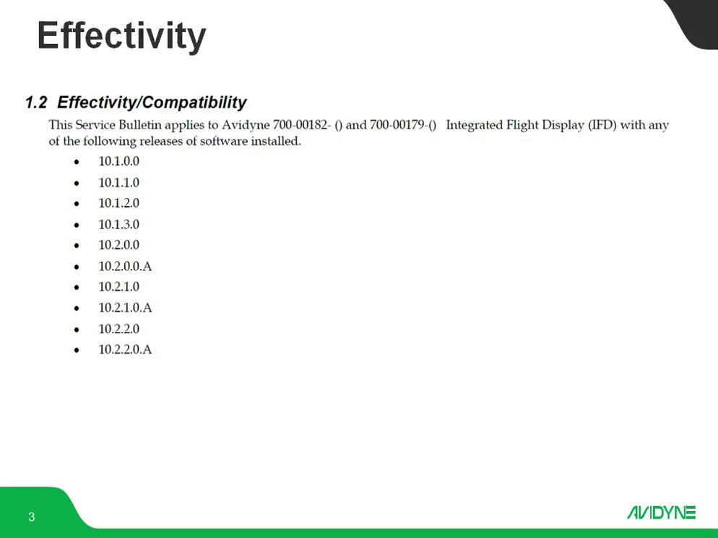So the first thing we're going to get into on the software update part of this is what does this apply to? So this applies to any of the IFD series. You'll see the 182 part numbers, these are the 500 series units, and the 179 part numbers are the 400 series units, and they already have to be at 10.1.0.0 or later. Any software version later than 10.1.0, we're good to go with this software update without having to do this thing in steps. You can jump straight from 10.1.0 all the way to 10.2.3.1.